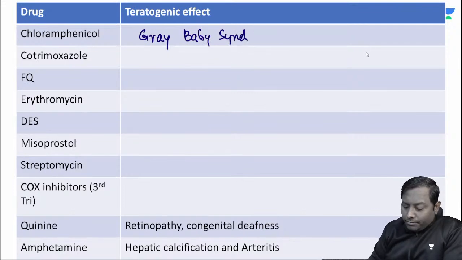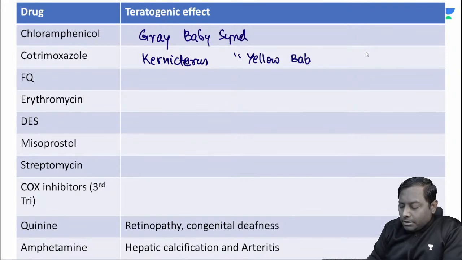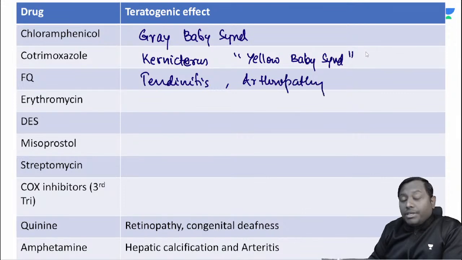Cotrimoxazole, this will be your cotrimoxazole. Kernicterus. The other name of this one will be yellow baby syndrome. So you have two babies, grey baby and yellow baby. Fluoroquinolones, they will be leading to what? Tendinitis, arthropathy. Do remember this tendinitis and arthropathy can also be a side effect if it is given to the adult population, right? It can also lead to tendon rupture.